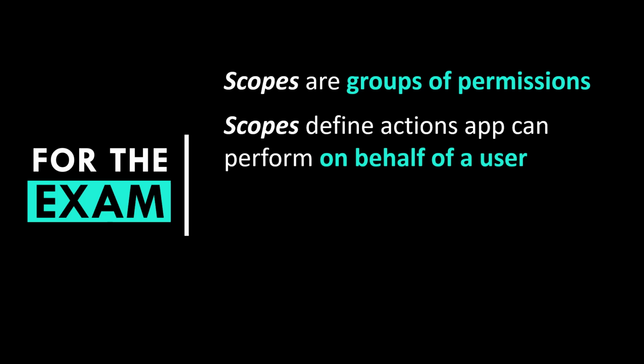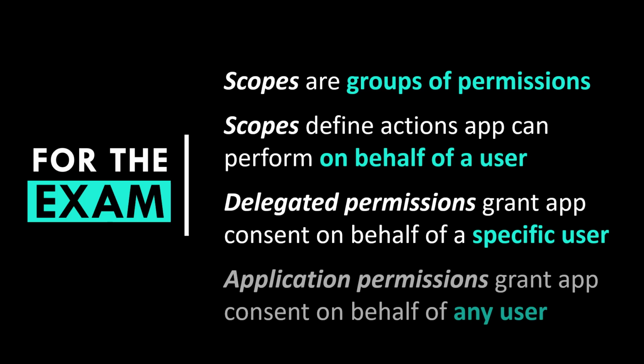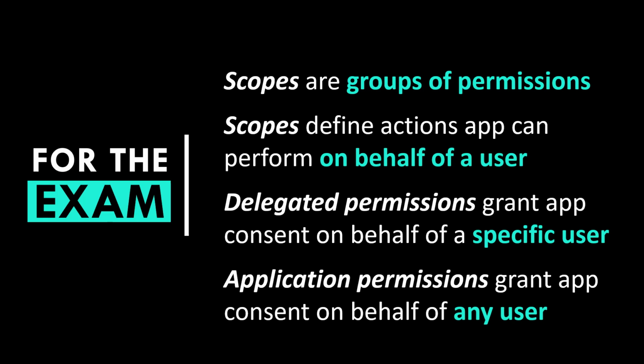So when it comes to consent, delegated permissions grant app consent on behalf of a specific user, and application permissions grant app consent on behalf of any user. To put it another way, delegated permissions are generally used when you want to authenticate with the currently logged on user. So it typically involves a physical user and a user interface, whereas application permissions are for scenarios where no user is present, typically for API scenarios.